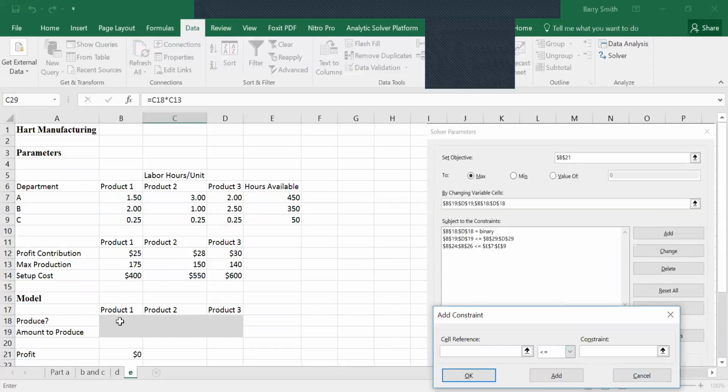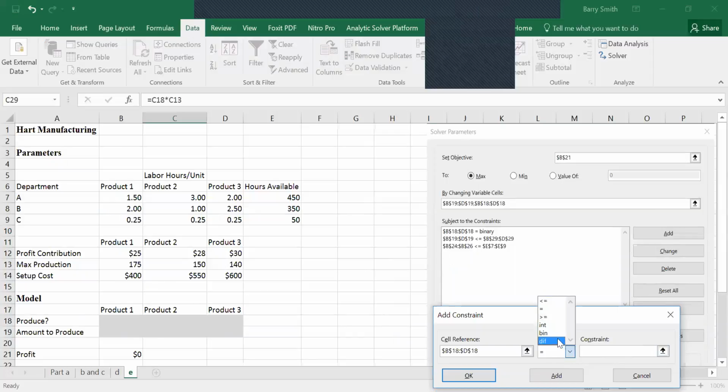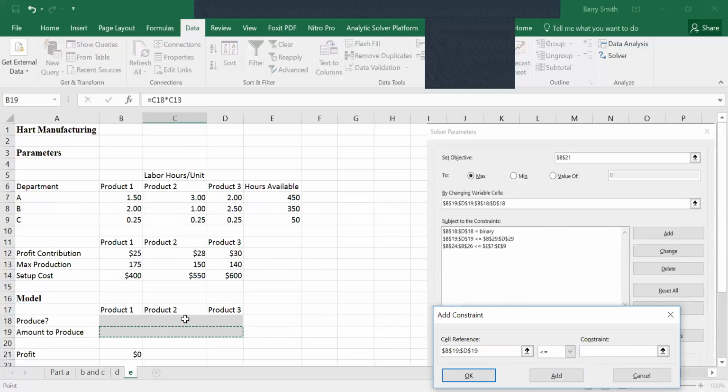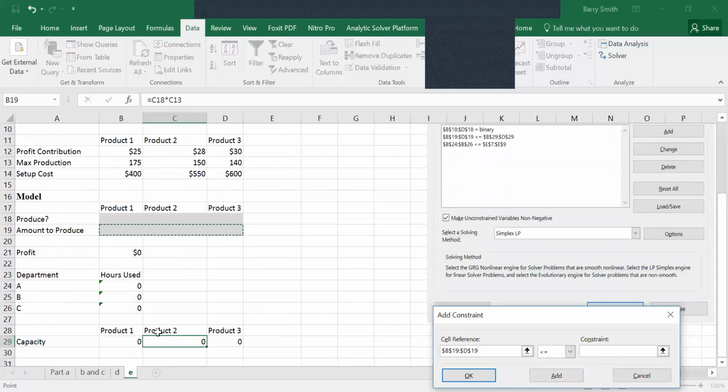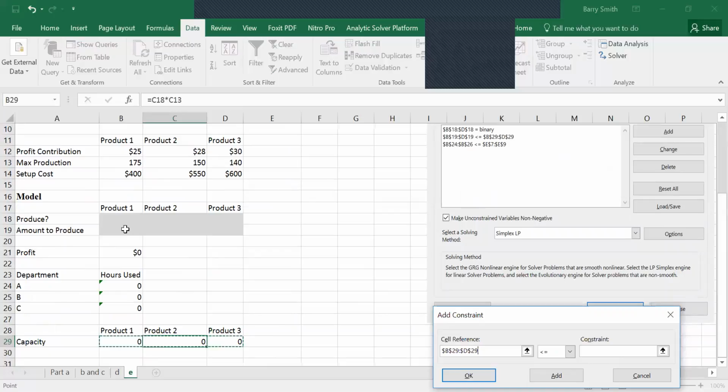So these are going to be binary. And so that's going to be equal, just binary. So add that. Okay. Oh yeah, I have to type it there. And then we do the next one. So that's going to be this, the amount to produce has to be less than or equal to these values, our capacity. And I forgot to change that, didn't I? All right, so that is going to be less than or equal to that.